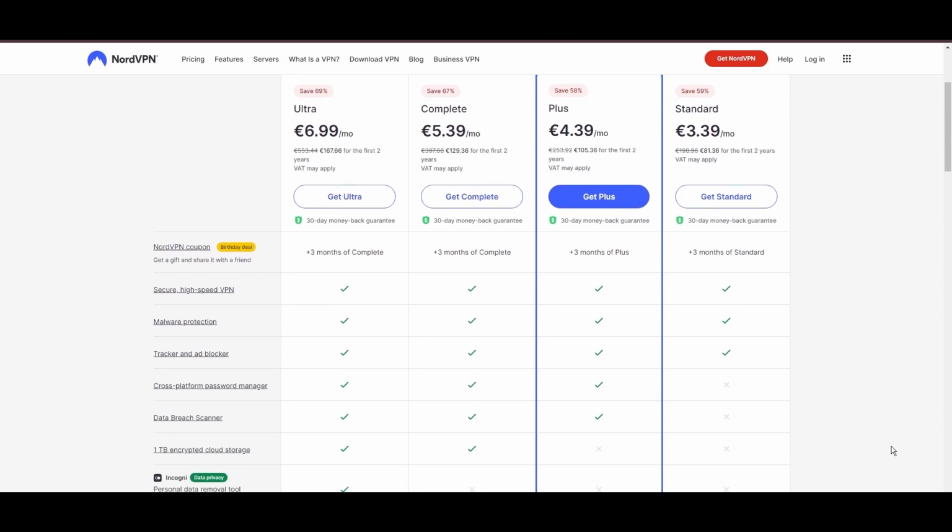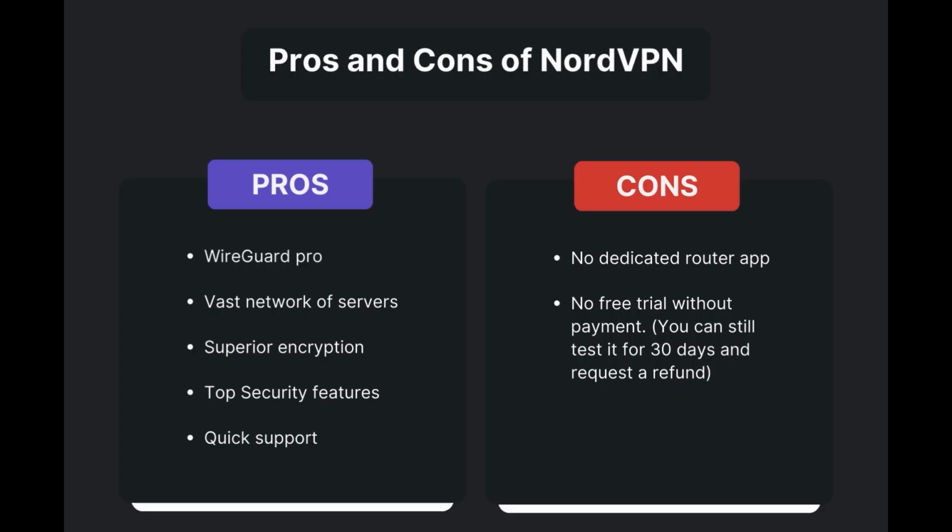Benefits of using NordVPN in Czechia include swift and stable connections via the WireGuard protocol, an extensive server network for global access, top-notch encryption and security measures, and 24/7 customer support. However, there are a few drawbacks to note. No dedicated router app available. No free trial is offered. Overall, NordVPN stands out as the best VPN for Czechia.